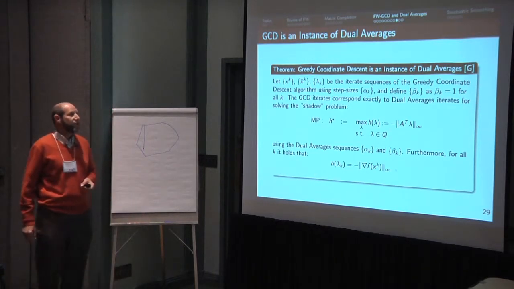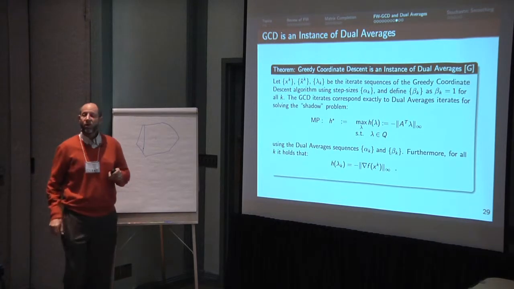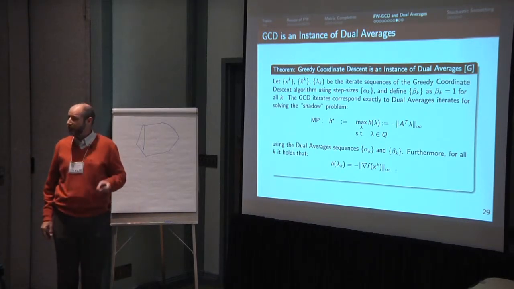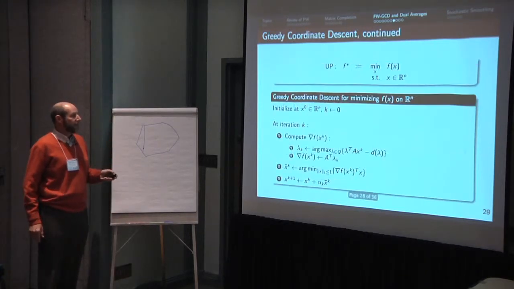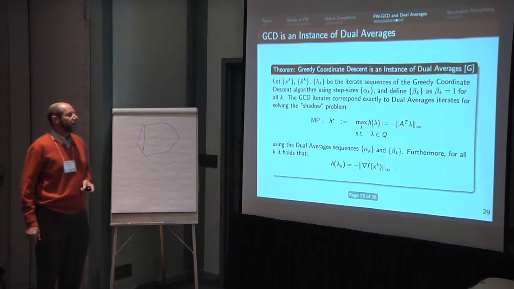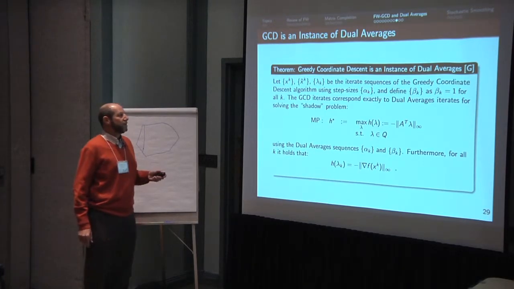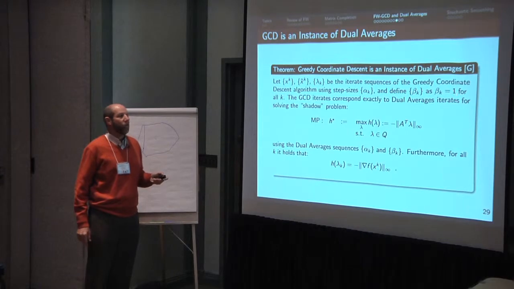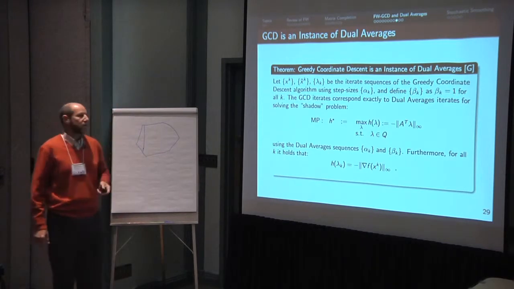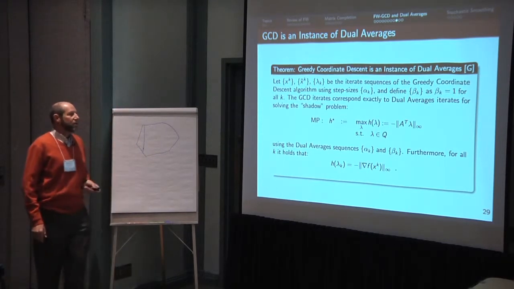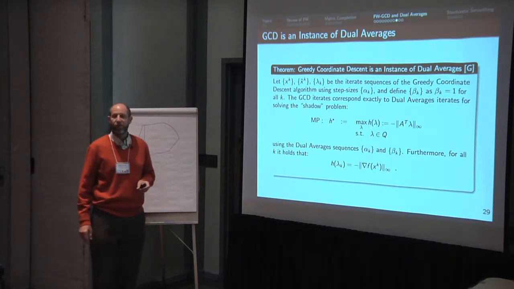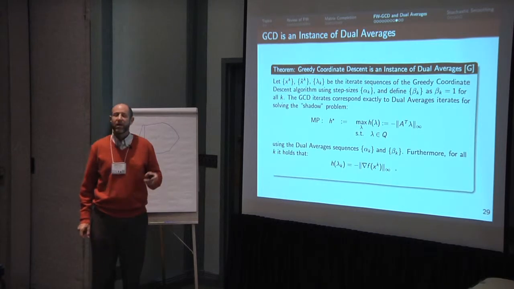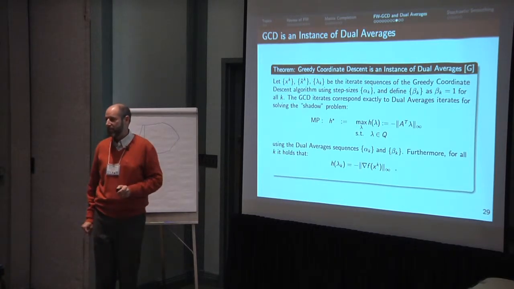And here's the theorem. Greedy coordinate descent is an instance of dual averages. So let xk, x tilde k, lambda k be all these objects computed in here, using step sizes alpha k, and define my beta k's always to be 1. So it's just a string of 1s. Then greedy coordinate descent iterates correspond exactly to dual averages iterates for the following shadow problem. Again, this is not a dual problem.